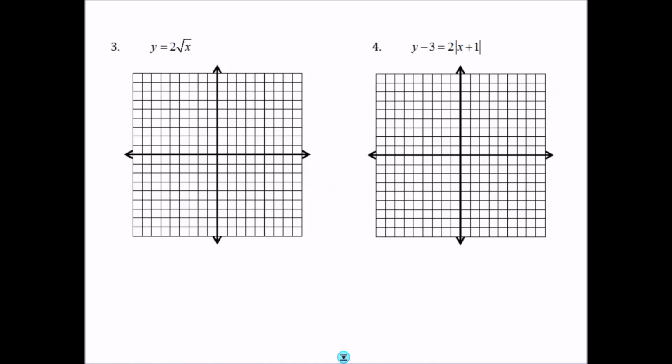Number 3 is a little bit different. First of all, it's a square root function. If we take a look at a, h, and k, a is the number in front of the square root, which is 2.